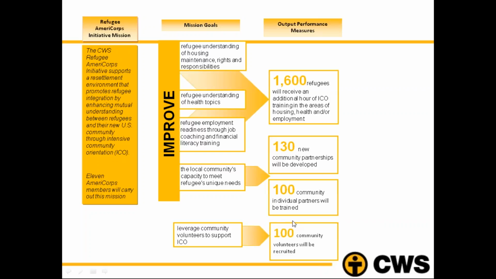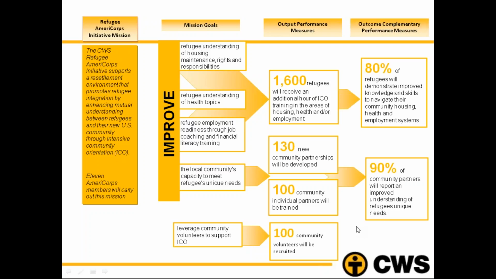Our output goals for this program are that 1,600 refugees will receive an additional hour of ICO training in the areas of housing, health, and/or employment, that we will build 130 new community partnerships, and that 100 community individual partners will be trained on working with the needs of refugees, and that we will recruit 100 community volunteers.